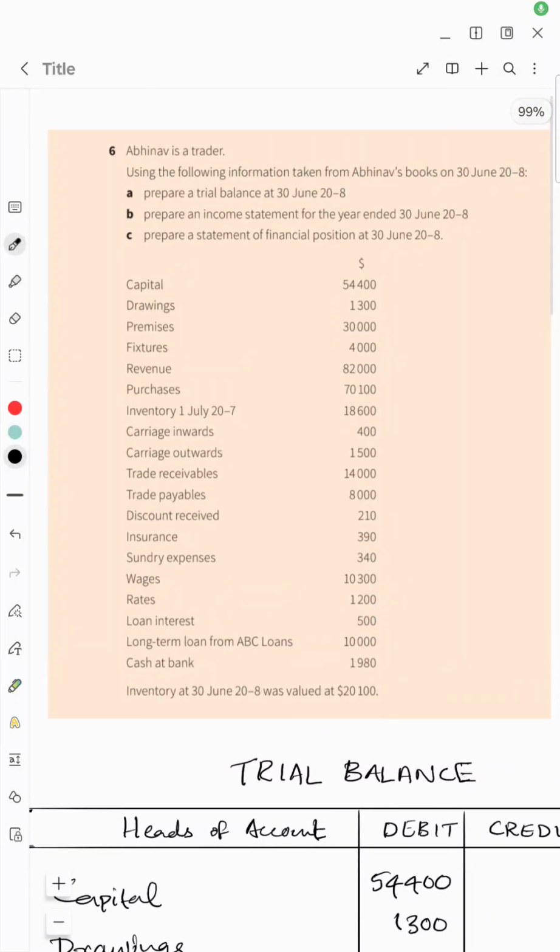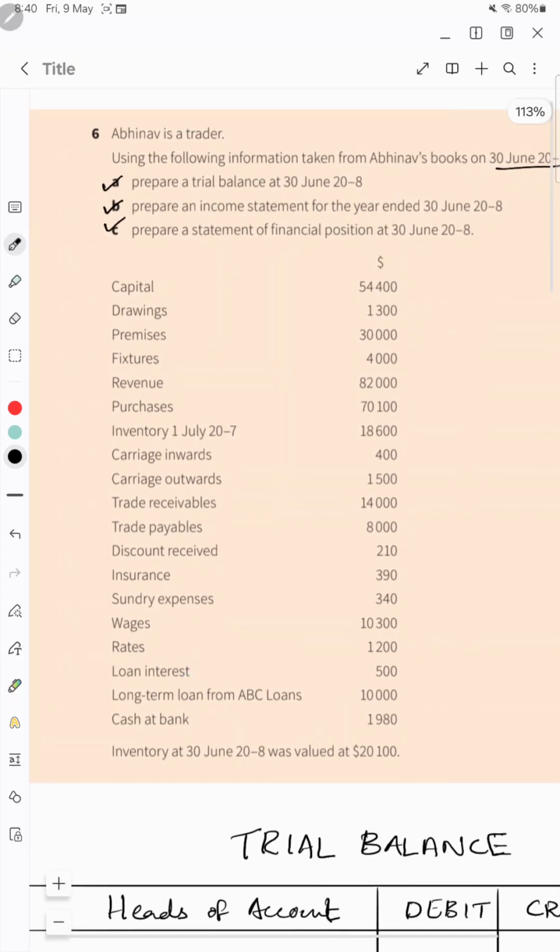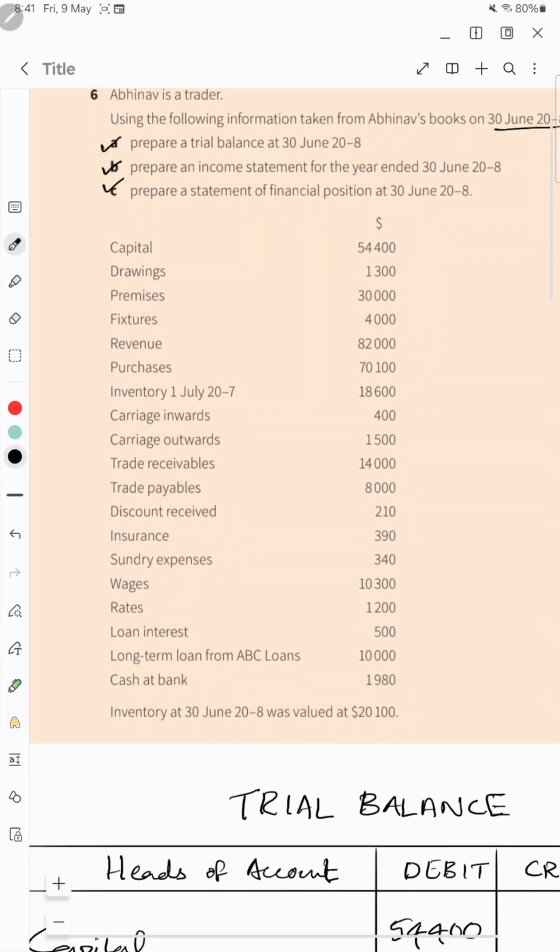See, in this question, Abhinav is a trader using the following information taken from Abhinav's book on 30th June 2008. Prepare trial balance, prepare income statement, and prepare SOP. Three questions given. Randomly they have given some heads of account: capital 54,000, drawings 1,300, premises 30,000, etc., up to cash at bank. Apart from that, a closing figure is also given, that is inventory on 30th June.